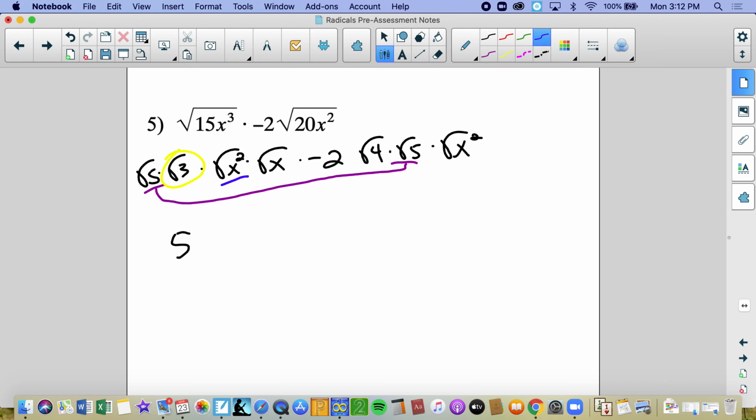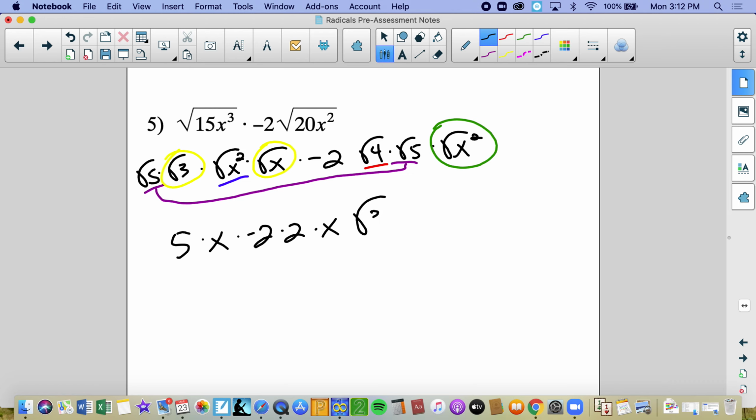My square root of x squared gives me x. I have the square root of x that is left over, which also doesn't have a pair. I have my times negative 2. I have the square root of 4, which is also 2. I've already taken care of my rad 5, and then I have the square root of x squared, which equals x. So those are all the outsides.